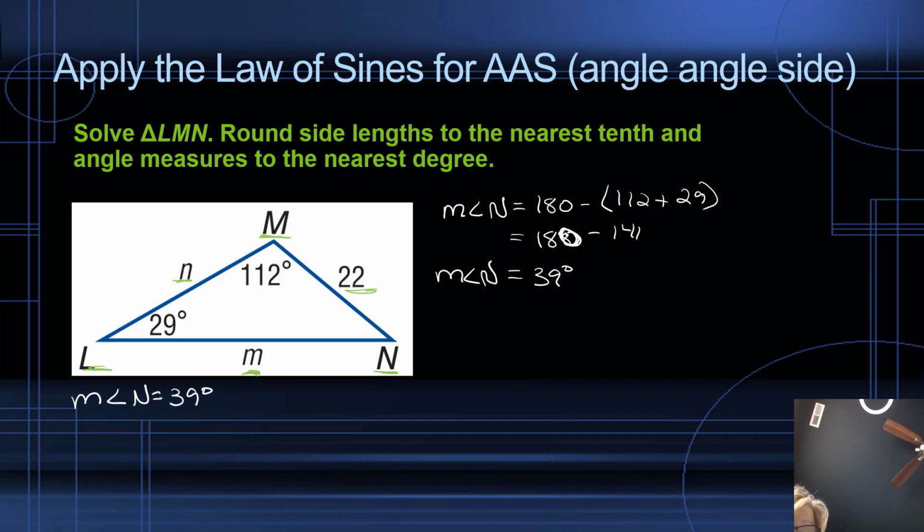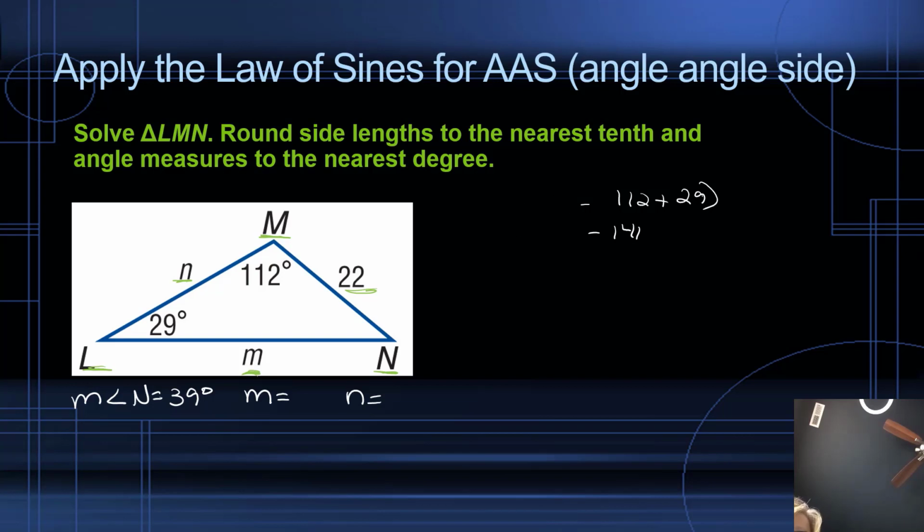But I know we also need to find lowercase m, which is a side length, and lowercase n, which is a side length. All right, and now I'm going to go ahead and erase this. Now you can always go back a few if you need to look at it more, but I will be erasing as I go just because we have a limited amount of space on this particular slide.